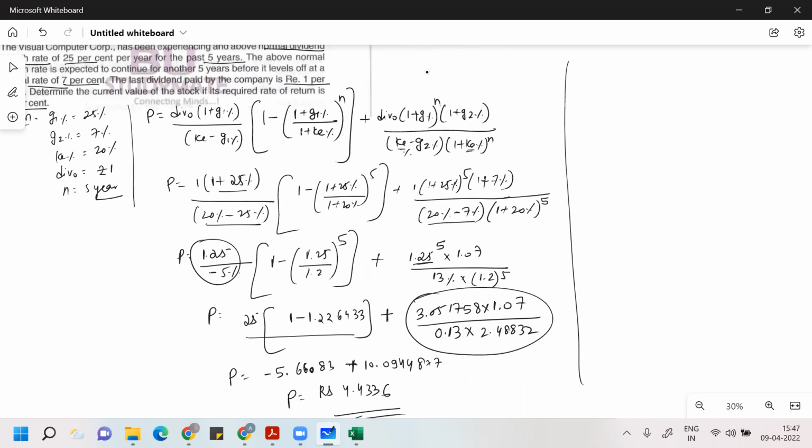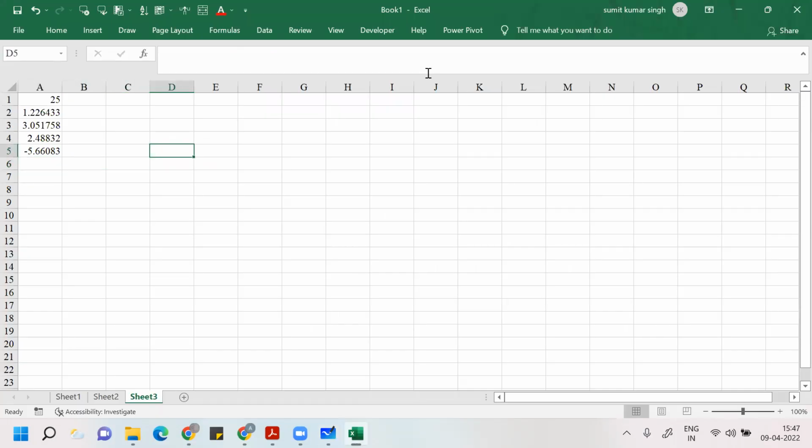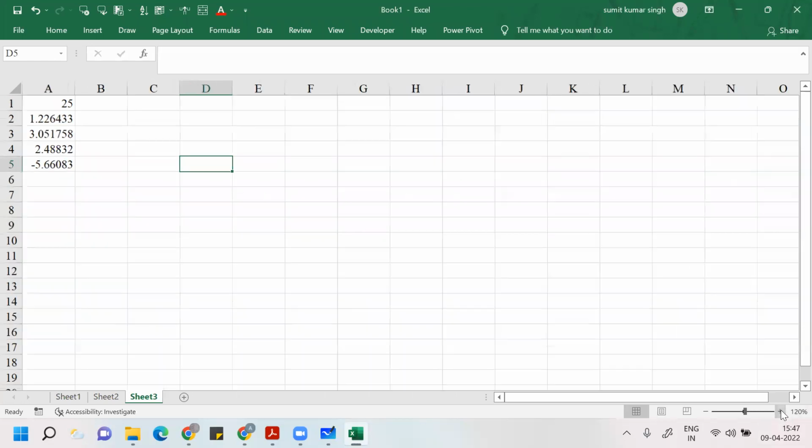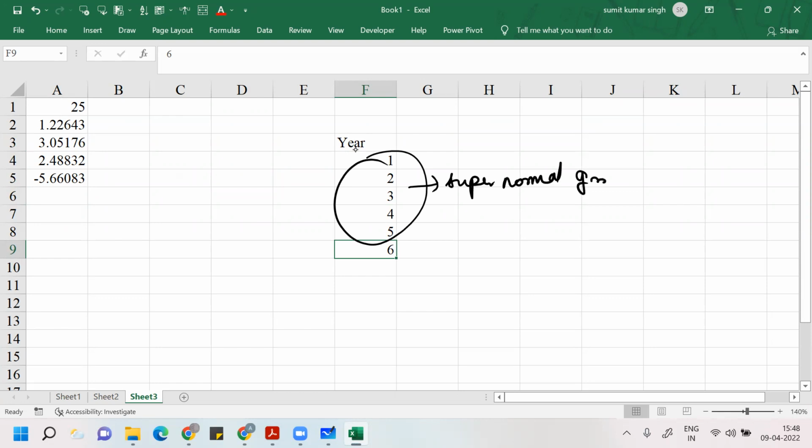Other ways also you can do. You can write down the years here: 1, 2, 3, 4, 5. Okay, from the 6th year you have constant growth rate, right? Till year 5 you have super normal growth rate, correct? It's growing at 25% till 5 years. And then from the 6th year to infinity, it has constant growth rate. You're getting it, right?